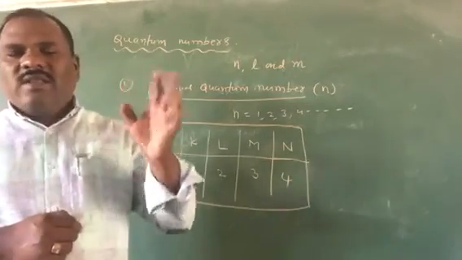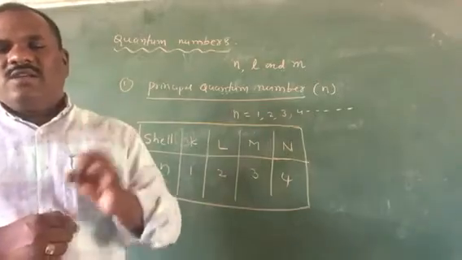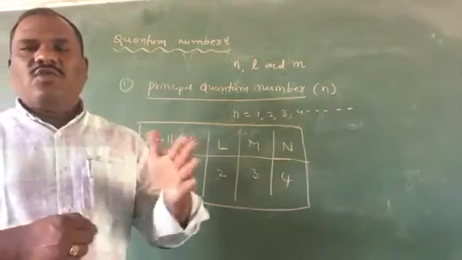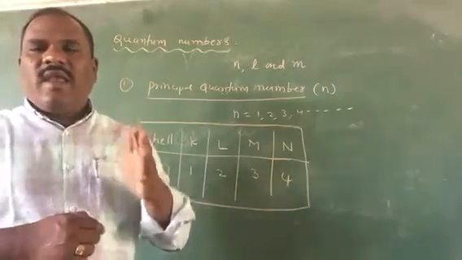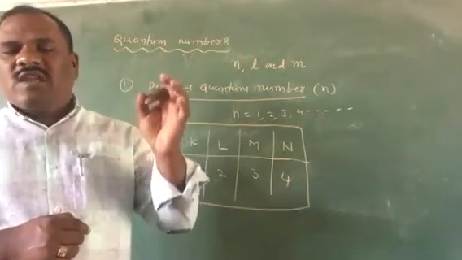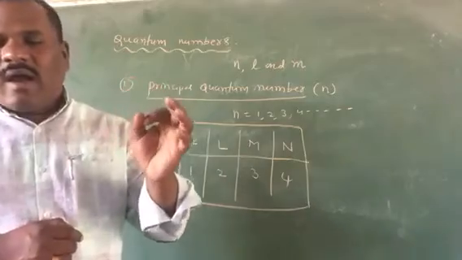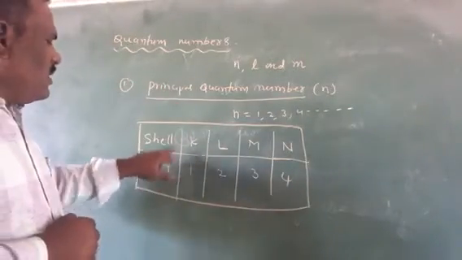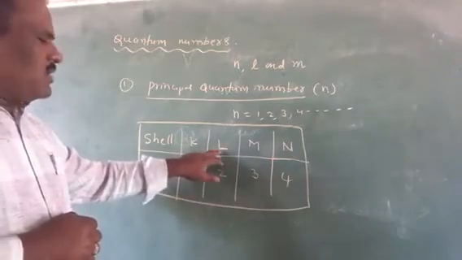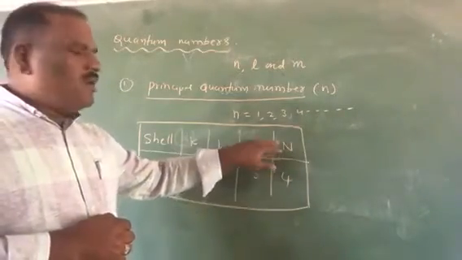An increase in n also means higher energy. The values n equal to 1, 2, 3, 4 are often represented by the letters K, L, M, etc. For each n value, there is one main shell. N equal to 1, K shell. N equal to 2, L shell. N equal to 3, M shell. N equal to 4, N shell.